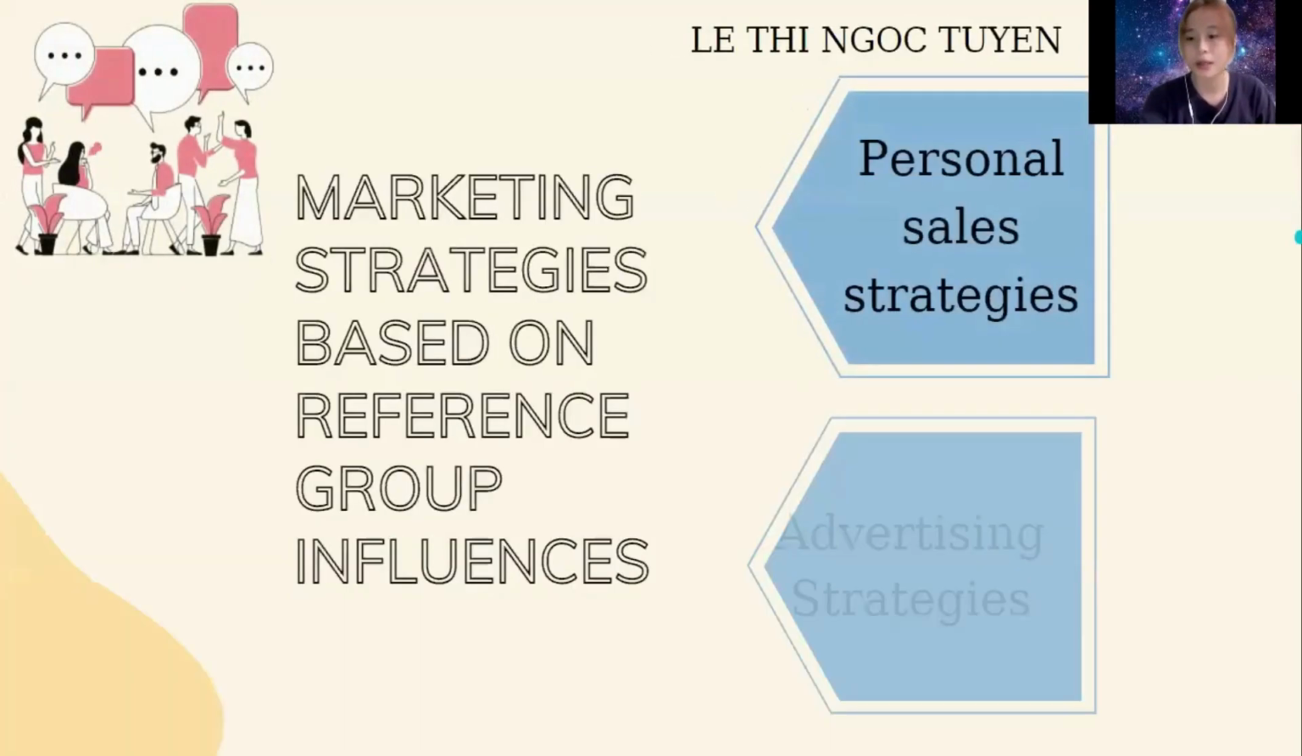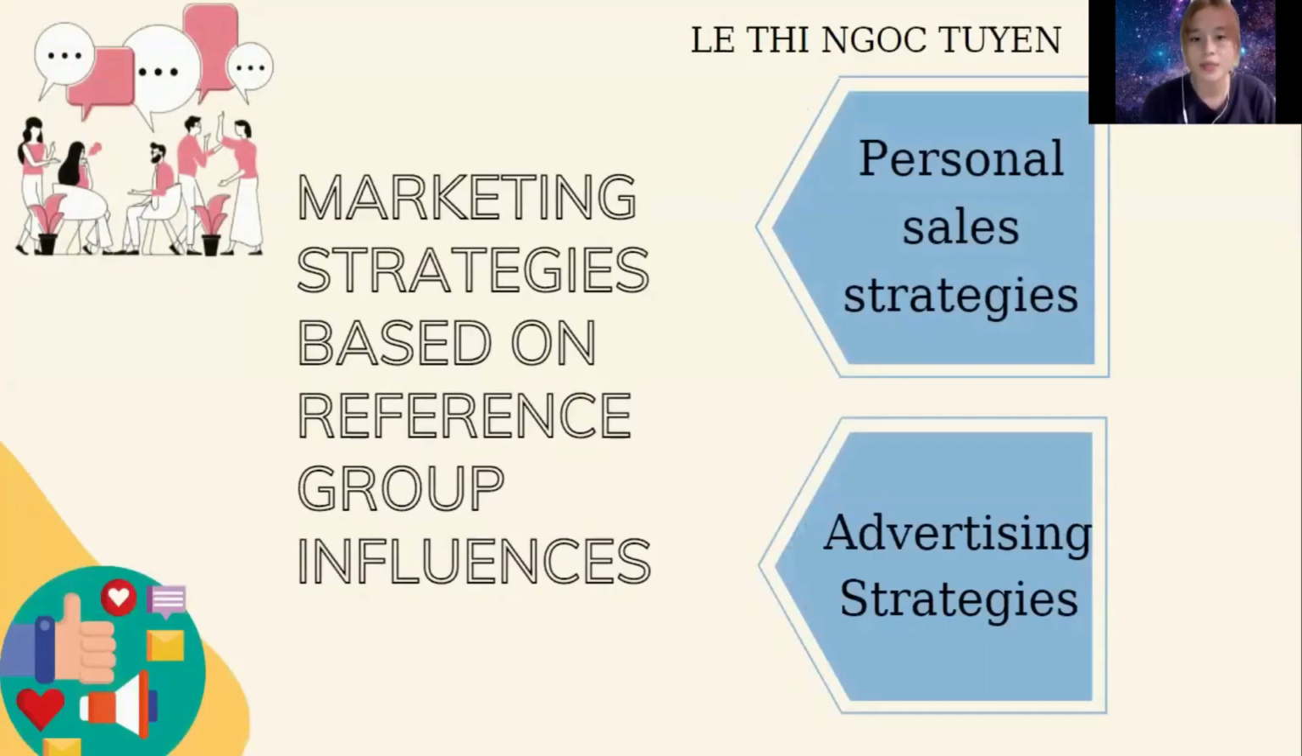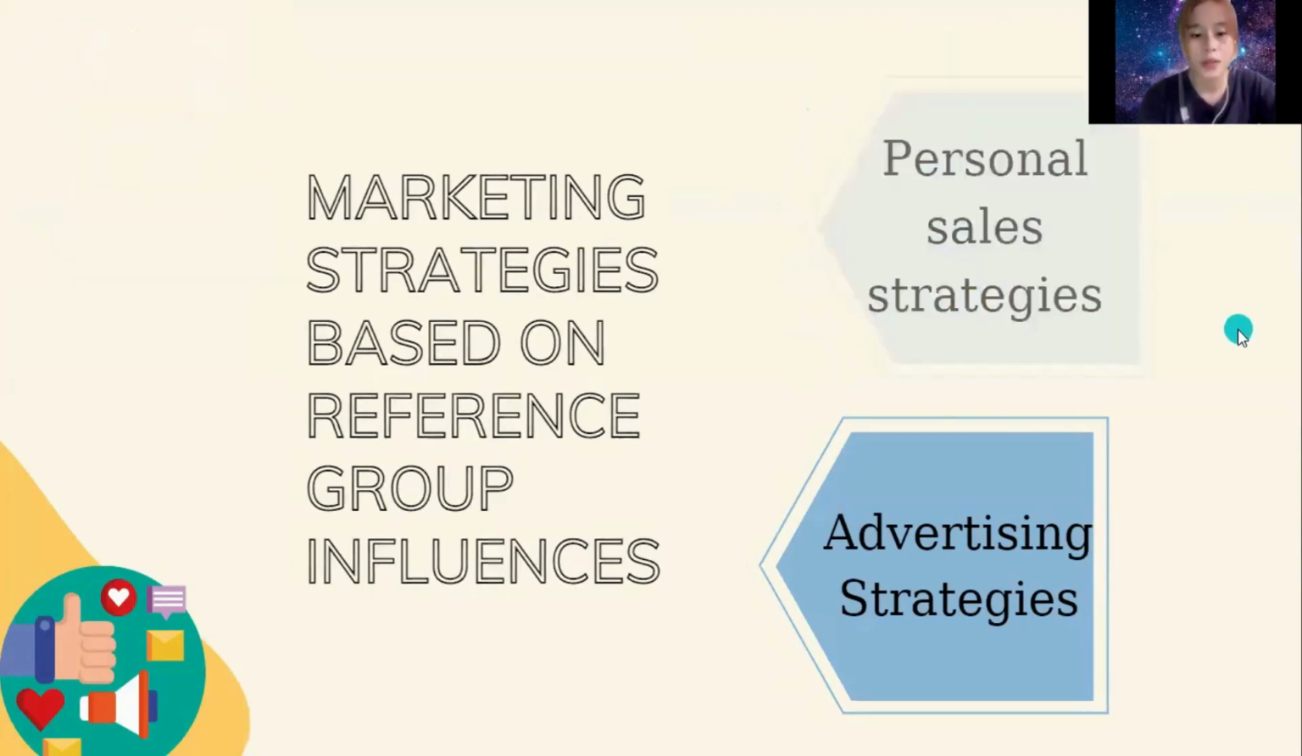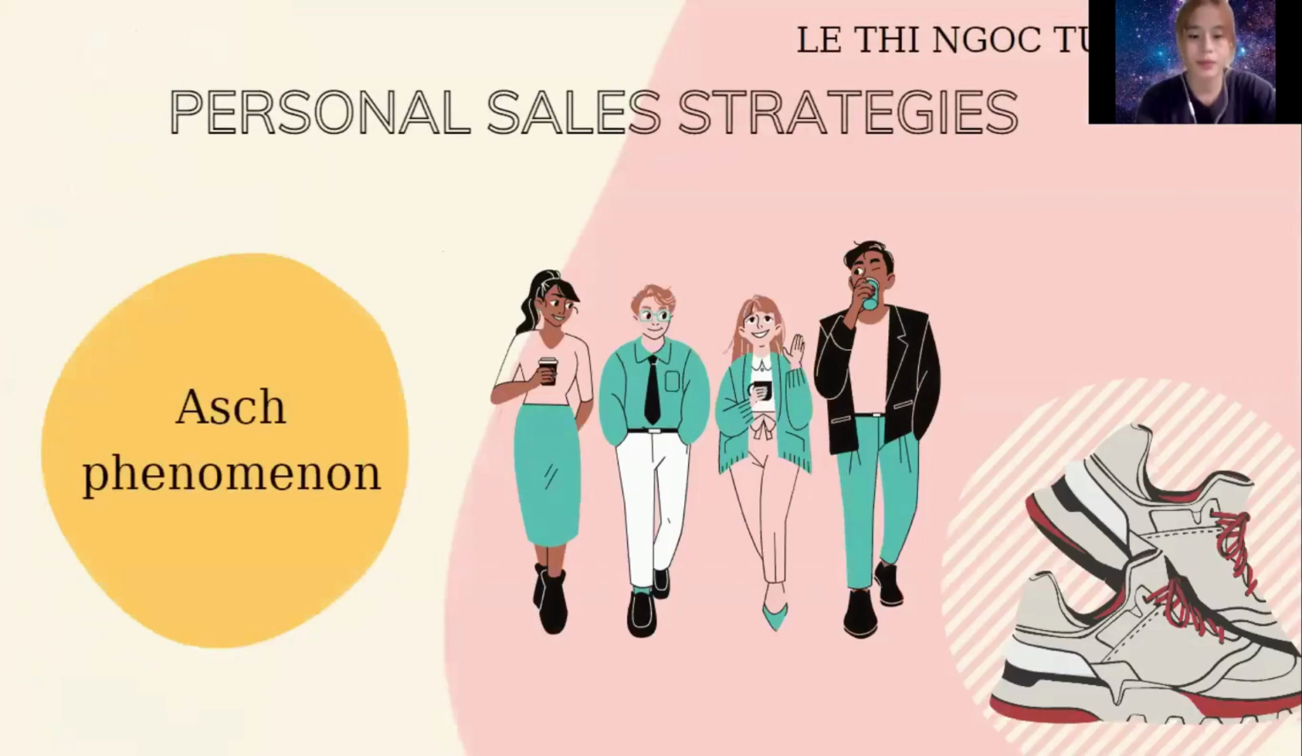Moving to the next part, that is marketing strategies based on reference group influence. There are 2 sections in this part that we will analyze. That is personal sales strategies and advertising strategies. Personal sales strategies talk about the Asch phenomenon.